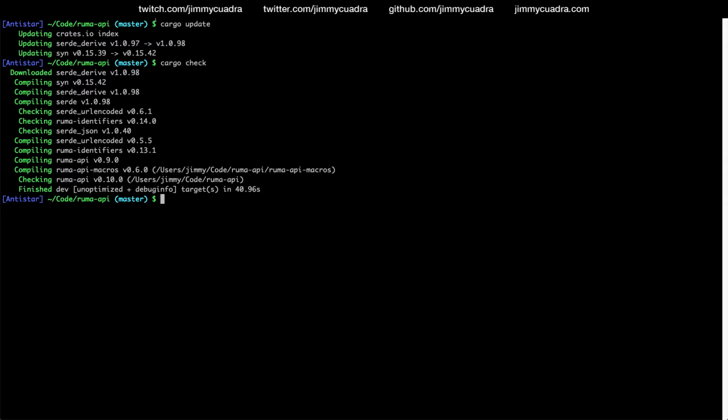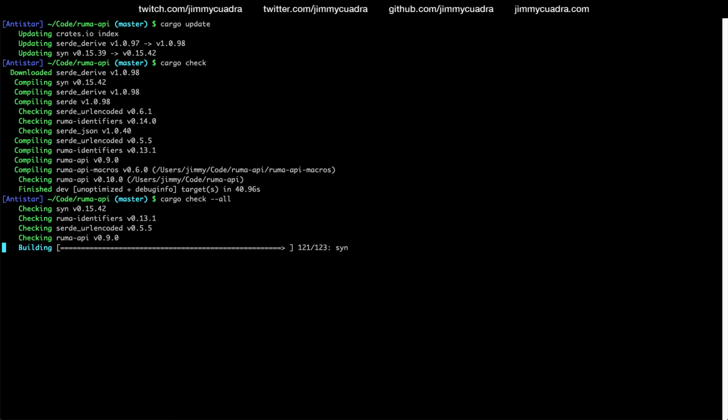Okay, so with all that said, we've now run cargo check. Oh, and I realize now I actually have to write cargo check --all in order to run both, because now we have two crates in the same repository. So I need that --all to actually run cargo check against both of them. And now that worked.